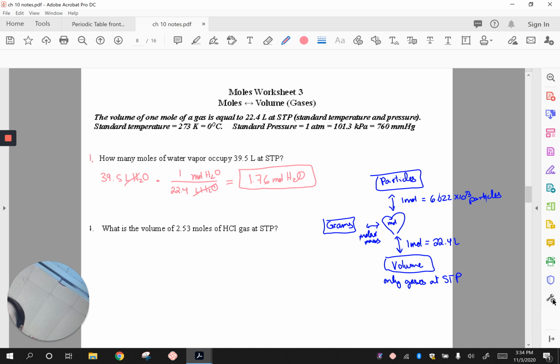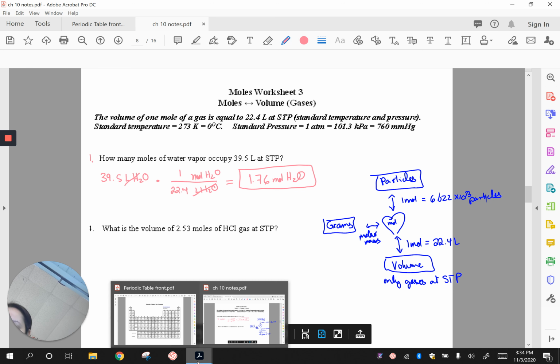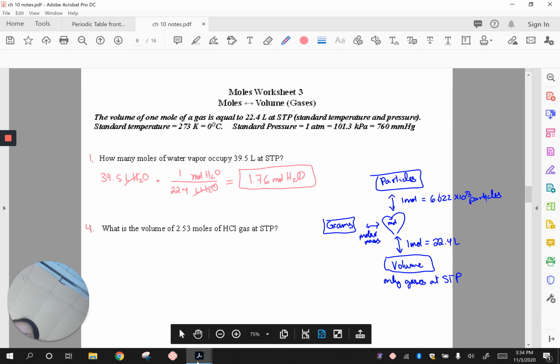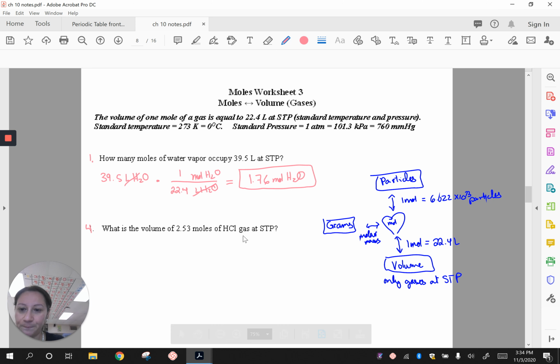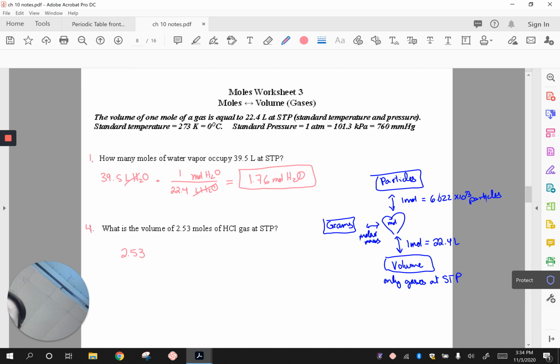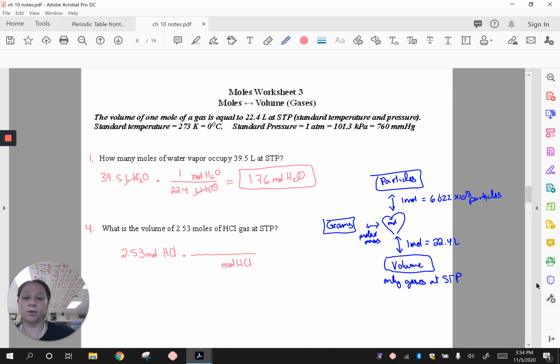Let's try number 4, on worksheet 3. What is the volume of 2.53 moles of HCl gas at STP? So we're going to write down what we have, 2.53 moles of HCl. We're going to start a conversion factor. On the bottom, we're going to put the same units so they cancel. And on top, we would like to put the units we're looking for, which are volume, so liters of HCl.